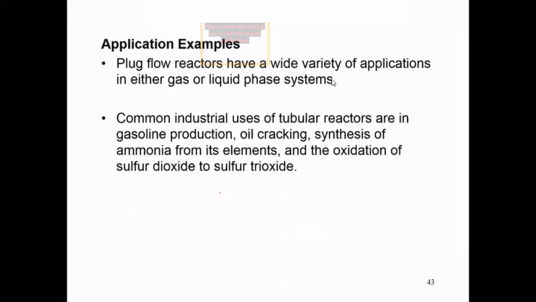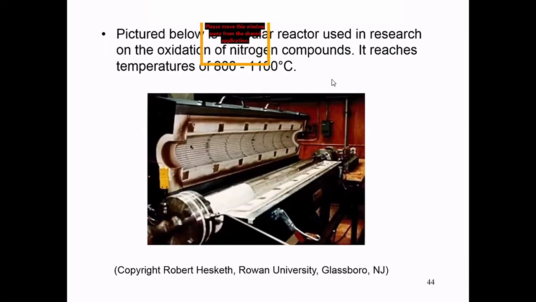As for applications, plug flow reactors are widely used in gas or liquid phase systems. Common industrial uses of tubular reactors are in gasoline production, oil cracking, synthesis of ammonia, and oxidation. This is another example. This reactor is being used in the oxidation of nitrogen compounds, and it can reach up to 800 to 1100 degrees Celsius.